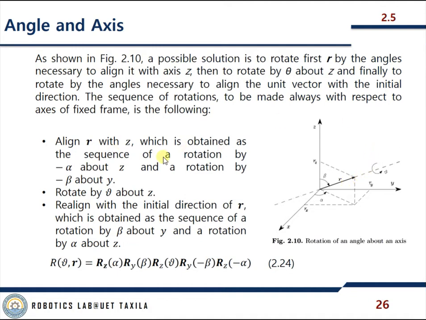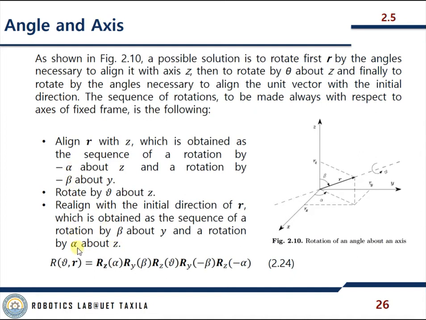We'll move in the combination of all these things. So first align R with Z, which is obtained as the sequence of rotation by minus alpha about Z and a rotation minus beta about Y. So first we align it, then we rotate by theta about Z axis, then we realign with the initial direction of R, which is obtained as a sequence of rotation by beta about Y and rotation by alpha about Z.